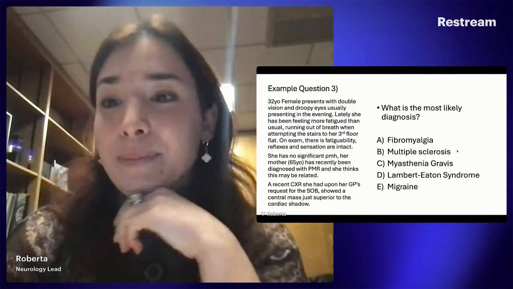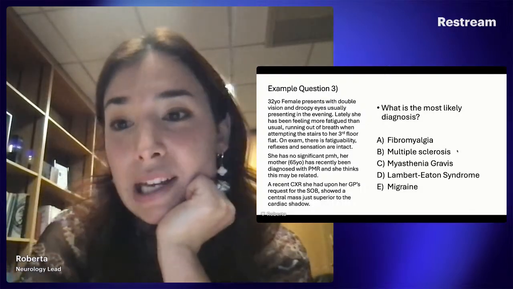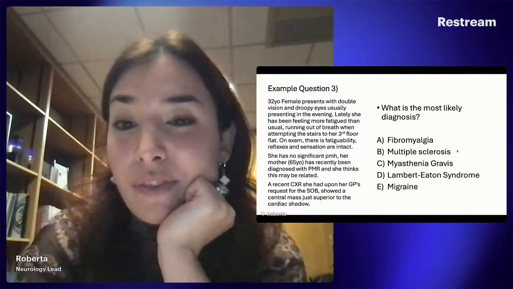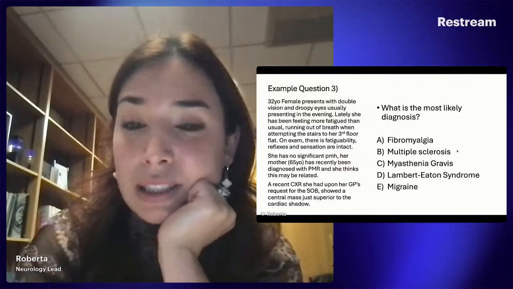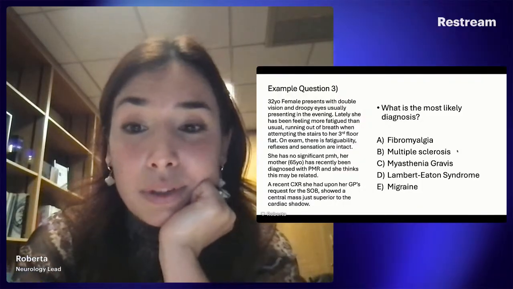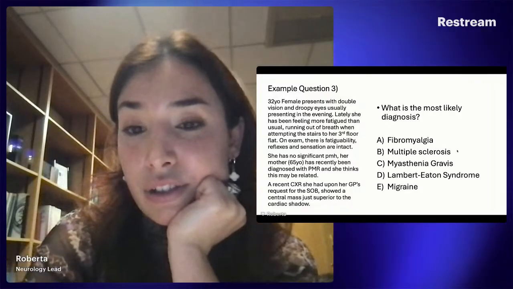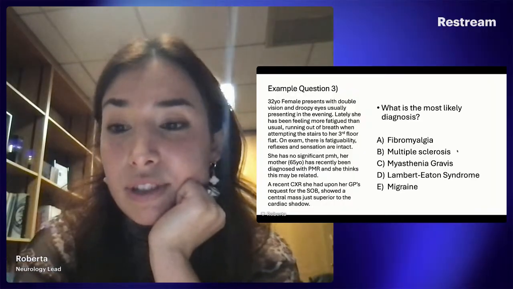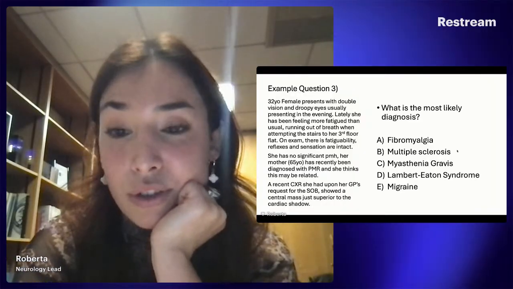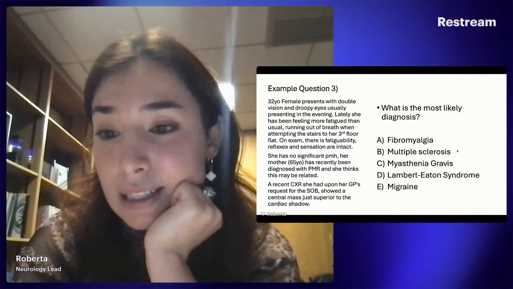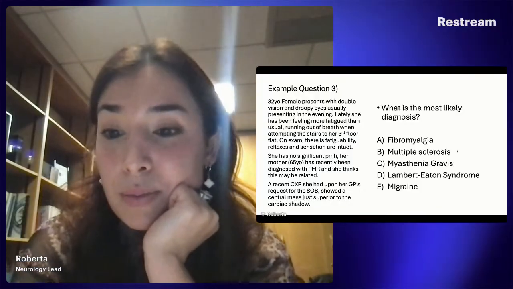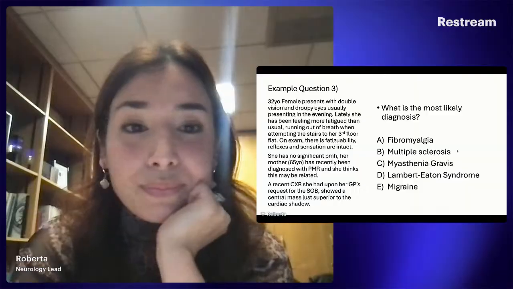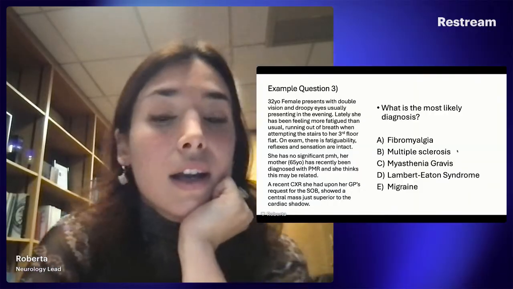Another question. This is a 32-year-old female presenting with double vision and droopy eyes, usually presenting in the evening. Lately, she has been feeling more fatigued than usual, running out of breath when attempting the stairs to the 3rd floor. On exam, there is fatigability, reflexes and sensation are intact. She has no significant past medical history. Her mother, who's 65, has recently been diagnosed with polymyalgia rheumatica, and she thinks this may be related. A recent chest X-ray, done at her GP's request for the shortness of breath, showed a central mass just superior to the cardiac shadow. What is the most likely diagnosis?